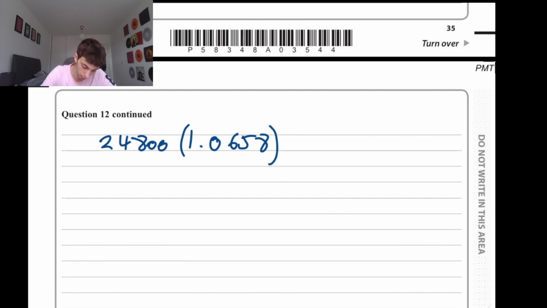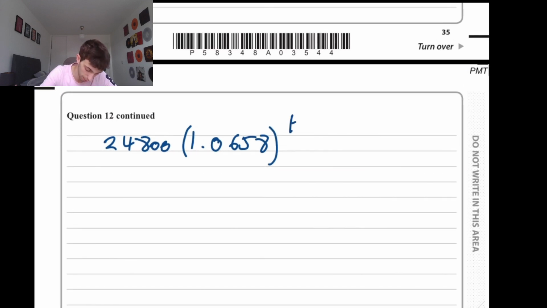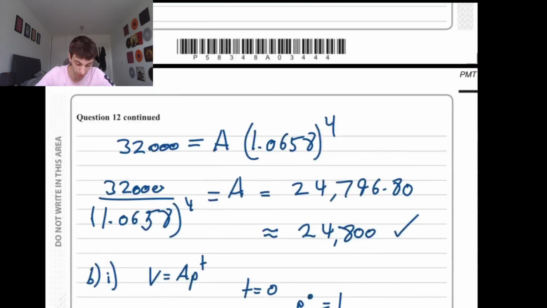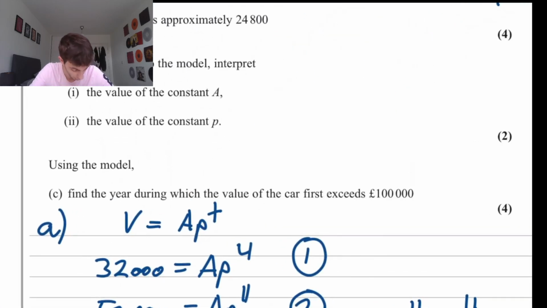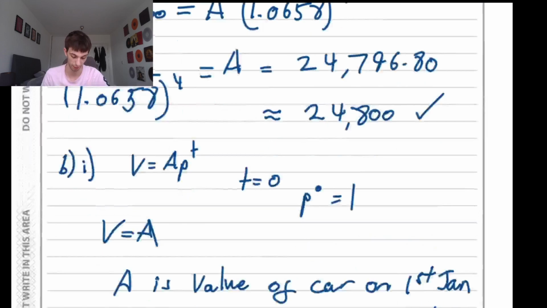So 1.0658, and we want to see to the power of T when this is larger than 100,000. We're going to read the question carefully, but first we need to solve for T. Reading that question carefully, we're finding the year during which the value of the car first exceeds £100,000. So after we find the value of T, we're going to have to find the actual year, because remember, it's years after 2001. They don't just want a generic value of T, they want us to tell the year during which it exceeds £100,000.